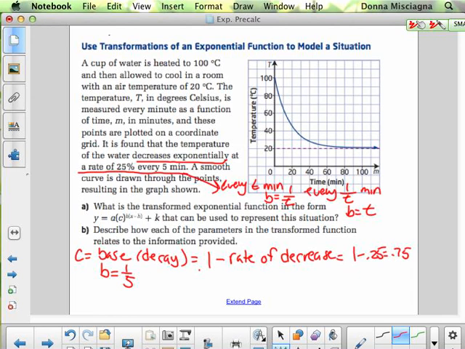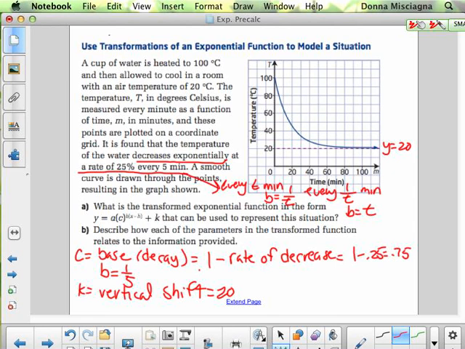The k is really easy to find. K is your vertical shift. Well, the graph gives that away, right? We have a horizontal asymptote at y equals 20. That's our vertical shift. So that means k is 20. So that one you can just look at the graph and see it. You had to think, you had to do a little bit of solving to get the c, the base. You had to think, what does that mean every 5 minutes to get the b? But you just have to look at the graph to get the k.